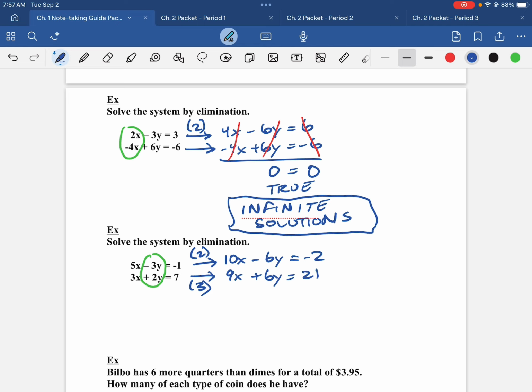Okay, so I'm just kind of double checking my work here. All right, now when I add these, the y's will eliminate. So I've got 19x equals 19, and hey, I can solve that for x really quickly. X is going to equal 1.